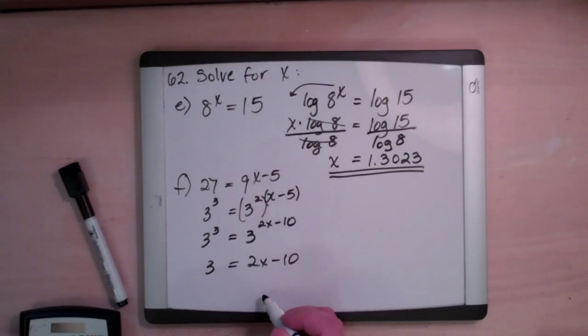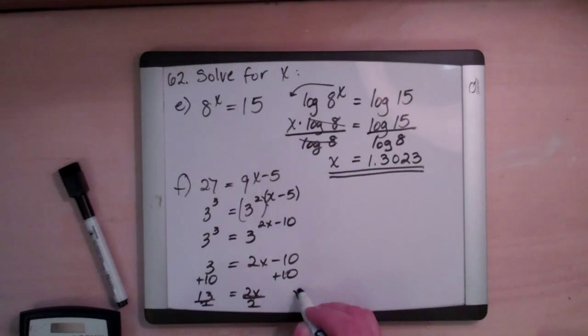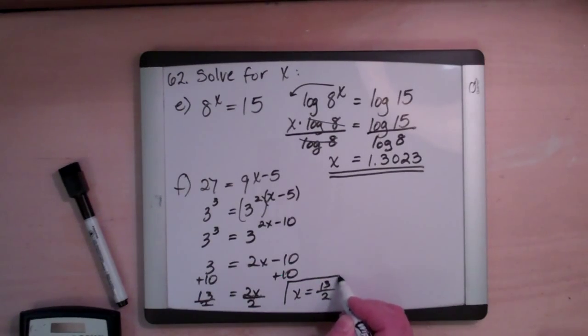And now I need to use my usual algebra tricks to dig that x out. So I'll add 10 to both sides. I get 13 equals 2x. I end up with, dividing both sides by 2, x equals 13 divided by 2. That's an improper fraction, but quite often in more advanced algebra, we keep our improper fractions and we don't even bother converting it to a decimal, usually.